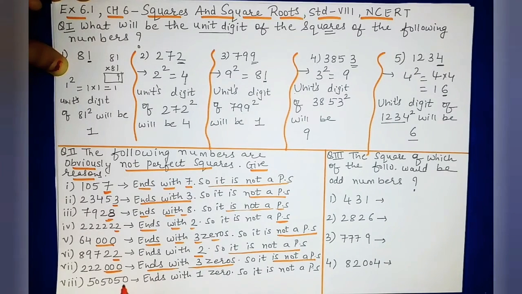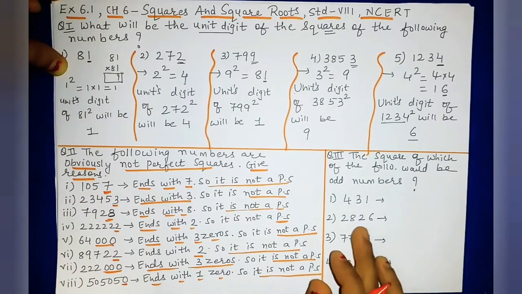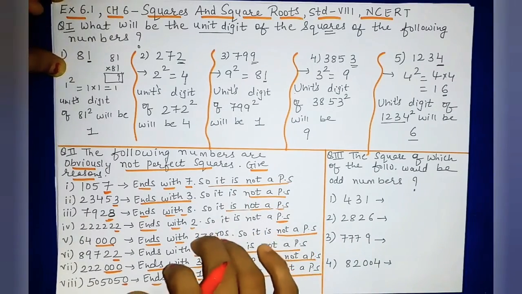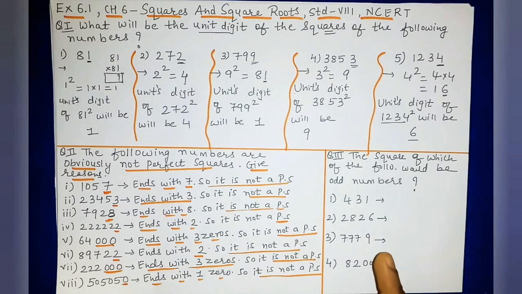Last one, the eighth one: 505050, so only 1 zero is given. Again 1 is odd, so it ends with 1 zero, which is an odd number. So again it is not a perfect square. So these are the reasons. I hope question 2 is understood. Now we will see question number 3.